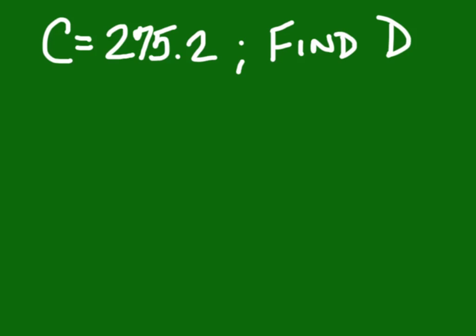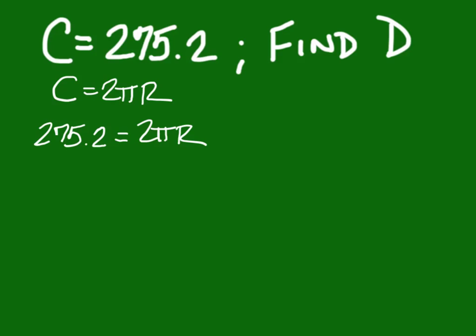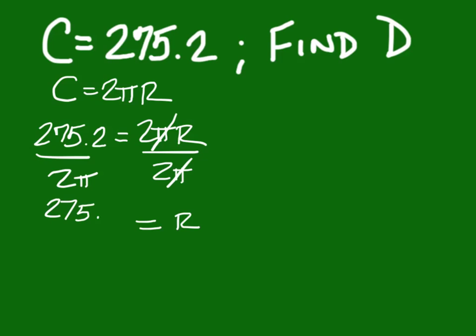You start with C, so you need C equals 2 pi r. Put in 275.2 for C and set it equal to 2 pi r. Divide both sides by 2 pi, which will cancel out on the right, leaving you with r. On the left, 275.2 over 2 pi. Go ahead and solve for that and round to the tenth place.